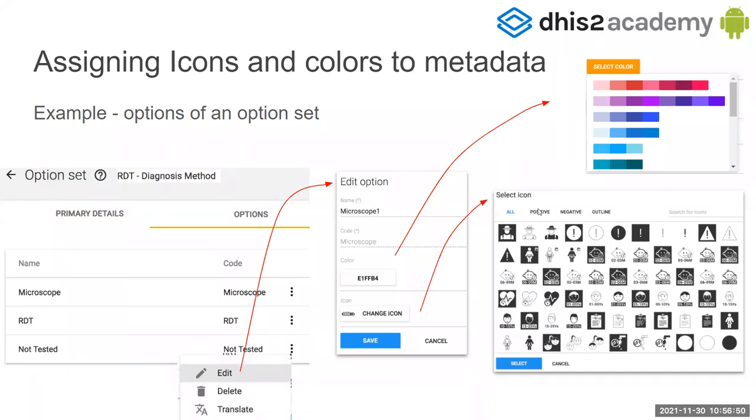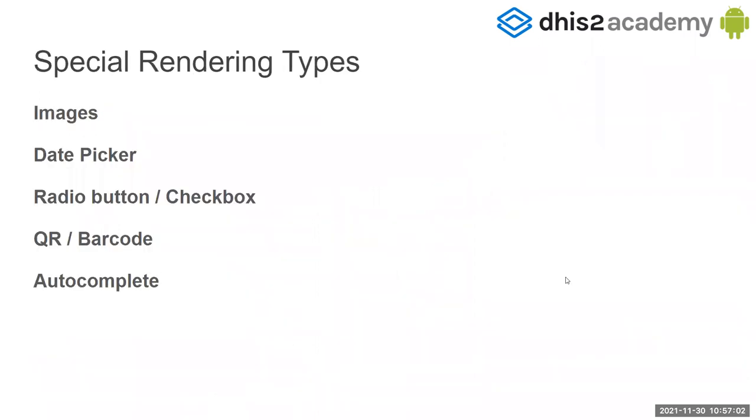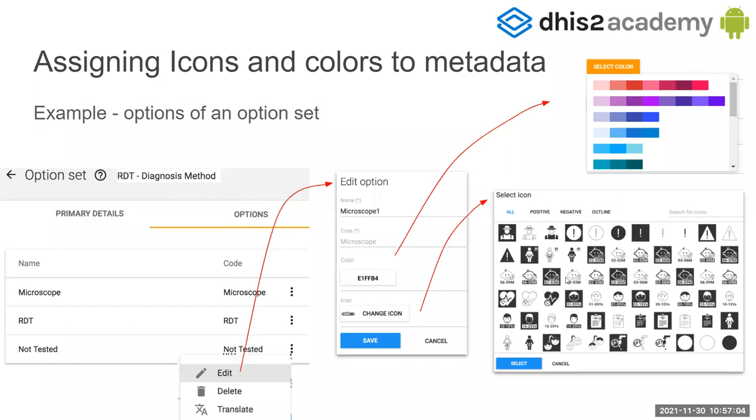Here you navigate the three variants: positive, negative, outcome. And then you can also search based on names and keywords if you don't find what you want. So that's about icons and colors.